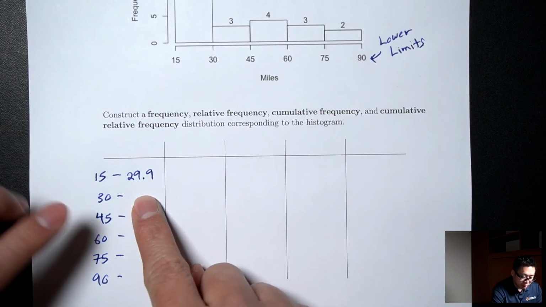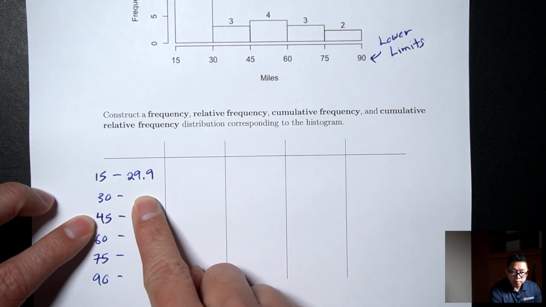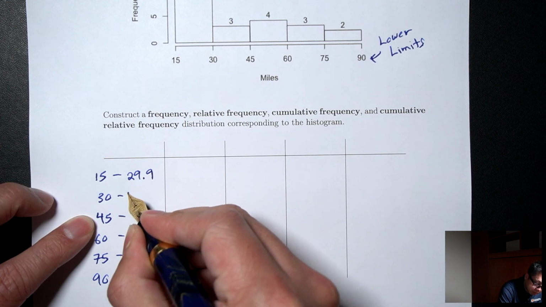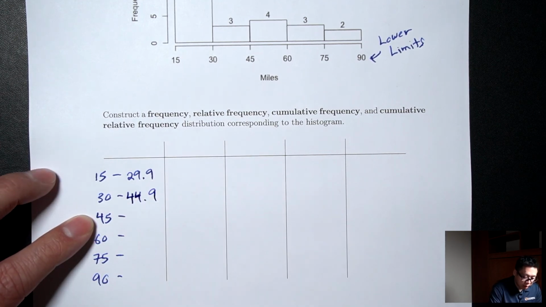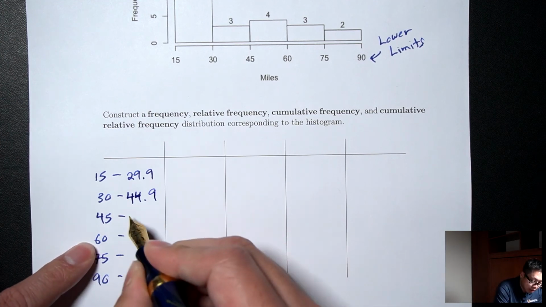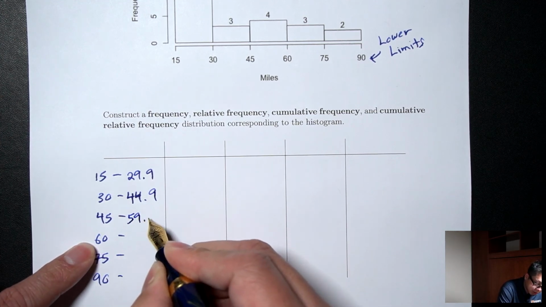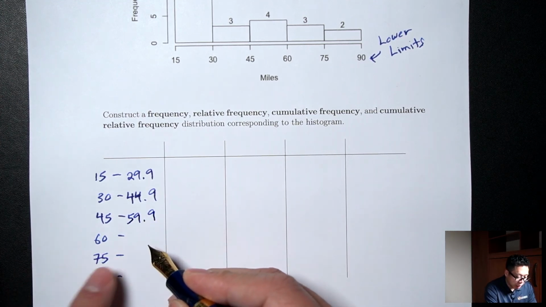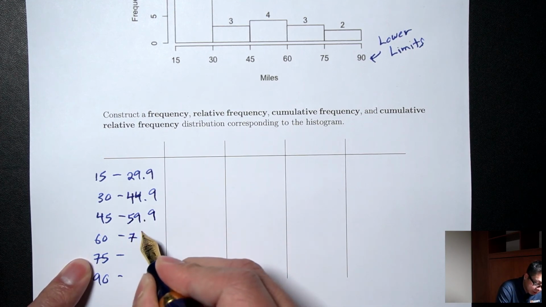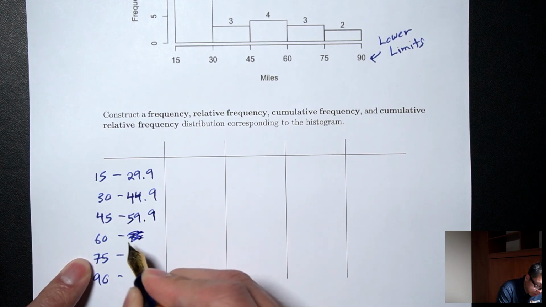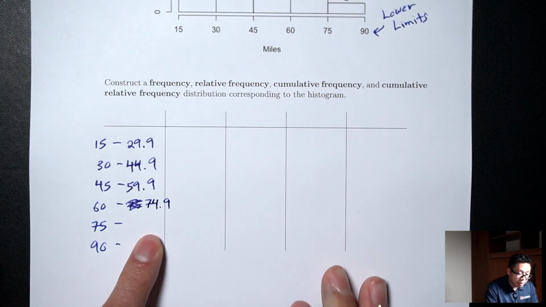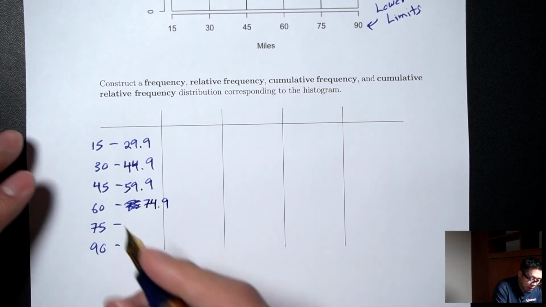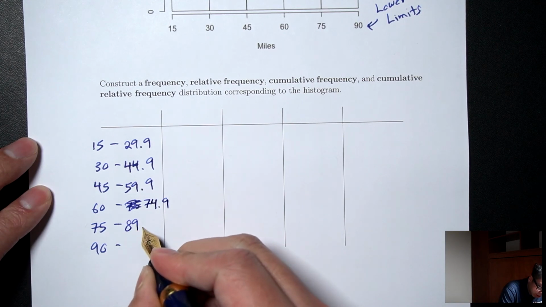The next one should be slightly below the 45. That's going to be 44. And I'm going to choose to use 1 decimal place here, so 44.9. Next one, slightly below 60. That's going to be 59.9. Next one slightly below 75, 74, whoops, 74.9. The next one slightly below the 90, that's going to be 89.9.